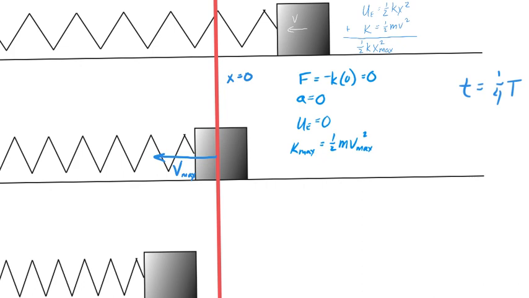Its maximum velocity is when it passes through equilibrium. I said that twice. Don't you say it a third time? Maximum velocity is when it passes through the equilibrium position.